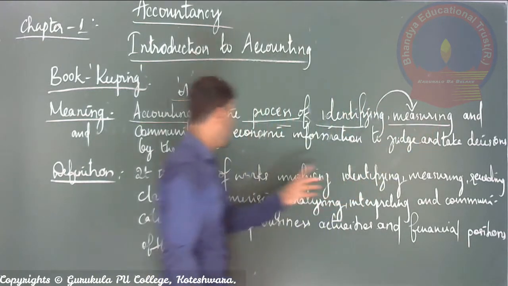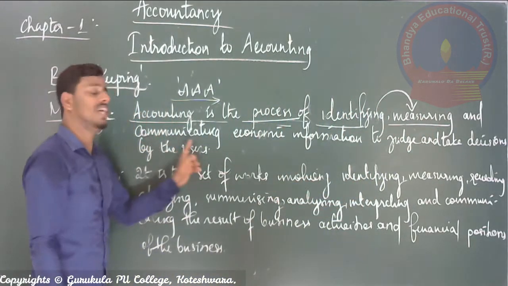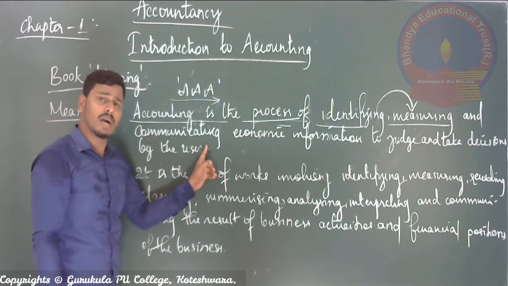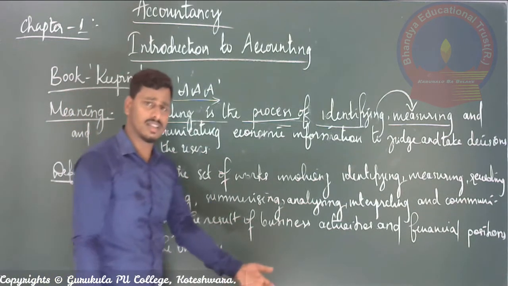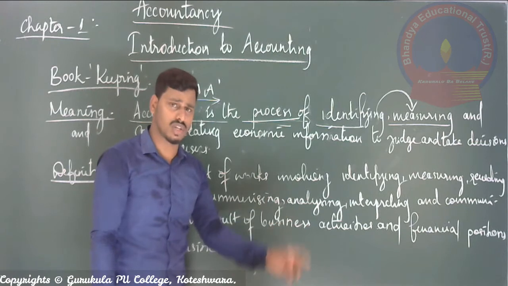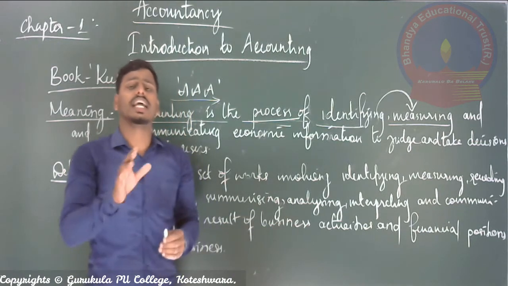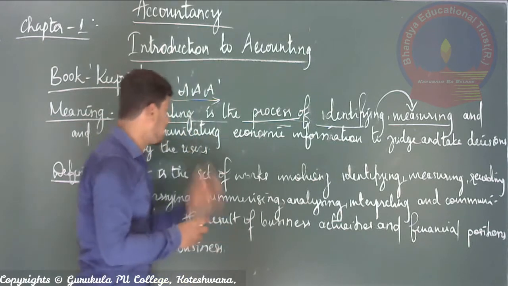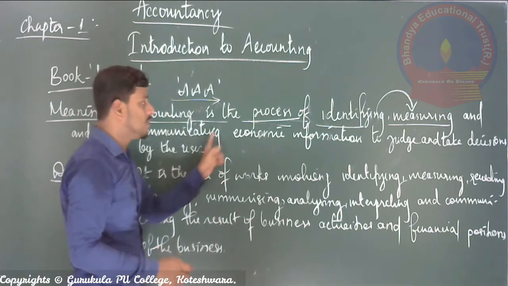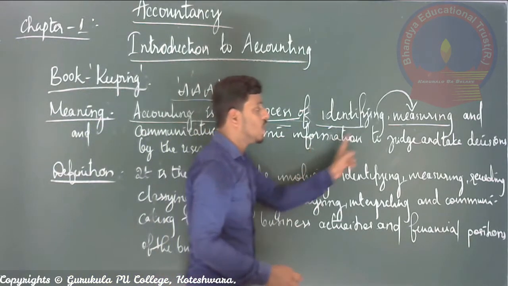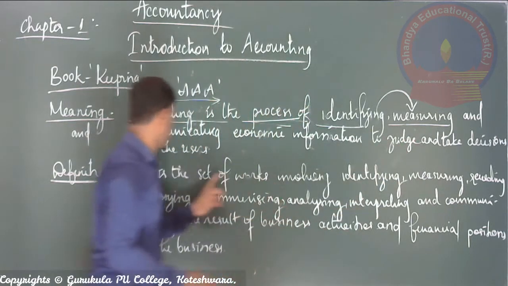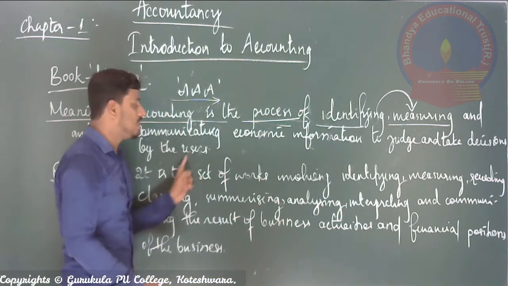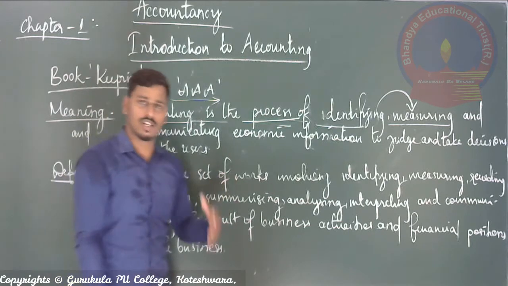After measuring, one more is called communicating. Correct? Communicating means recording, entering those transactions in the books of account. At last, it has to be communicated to different parties. So it is communicating economic information to judge and take decisions by the different users. There are many users, right?